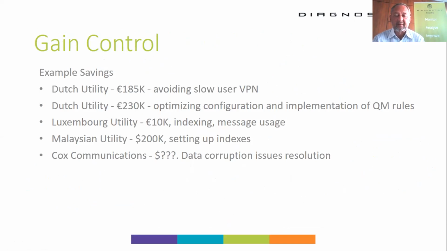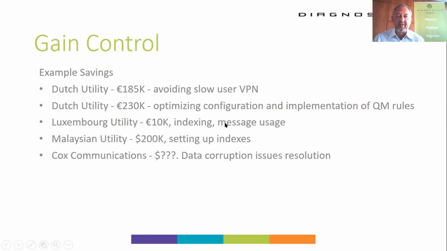So we've had a couple of Dutch utilities that have used the diagnostics. How did they achieve that? So they saved, in these instances, it's actually on a per year basis. So one Dutch utility saved 185,000 euros per year by avoiding slow user VPNs. Another Dutch utility saved 230,000 euros per year, optimizing the configuration and implementation of quality manager rules.